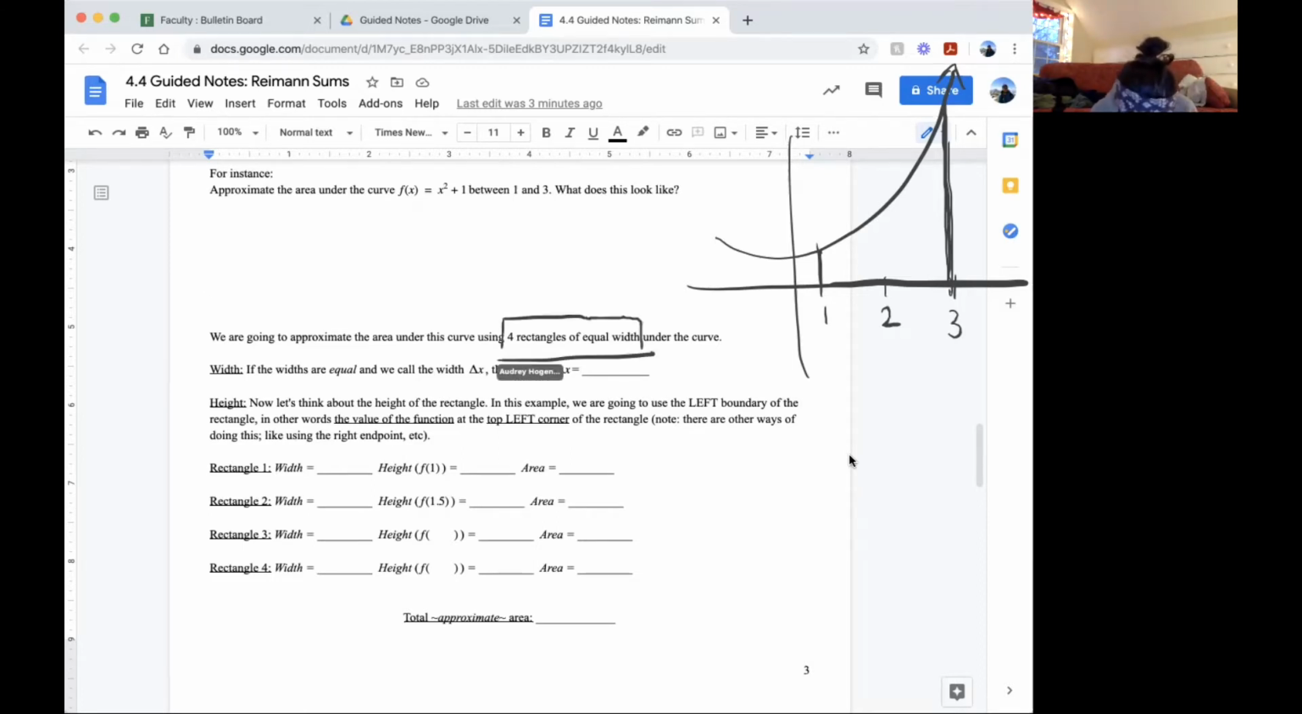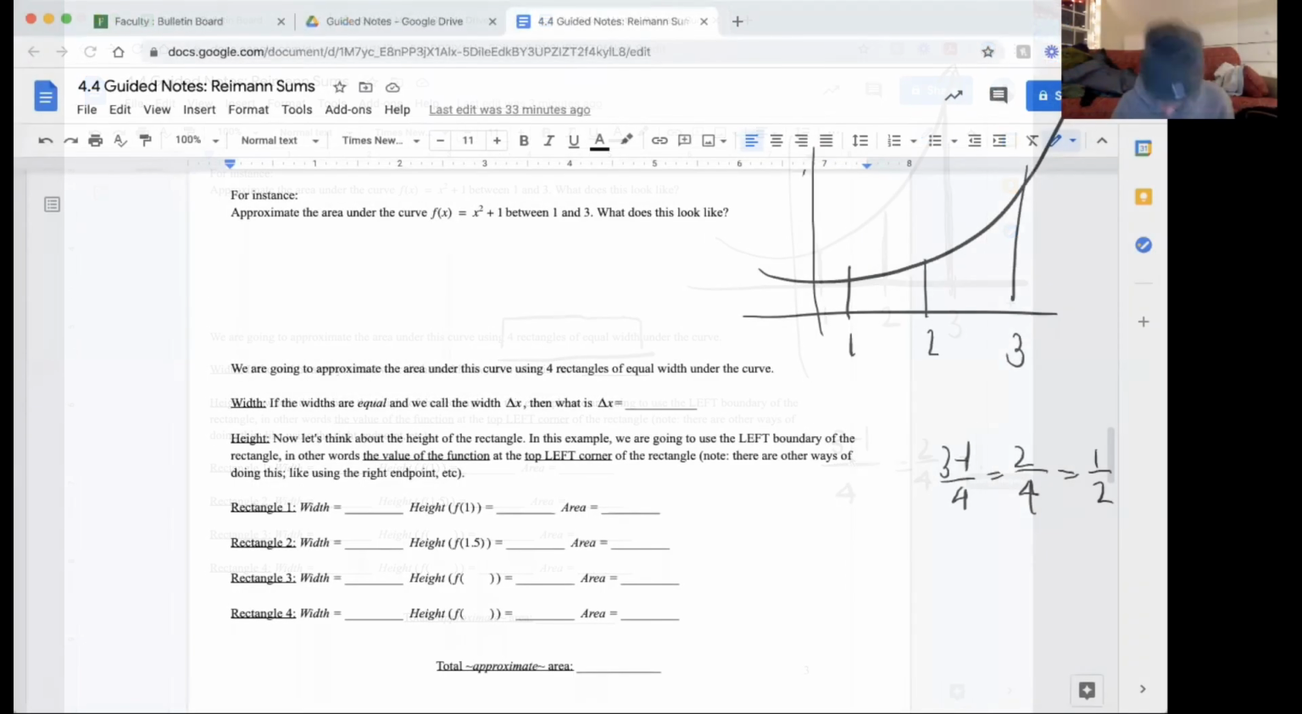So I see that I'm going from 1 to 3. And so I know that 3 minus 1 over the number of rectangles that you're asked to use will give you your increments, which we will actually call delta x, okay? So 3 minus 1 will give me 2 over 4, which is equal to.